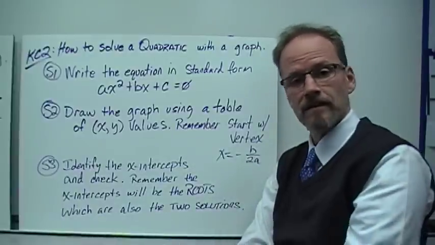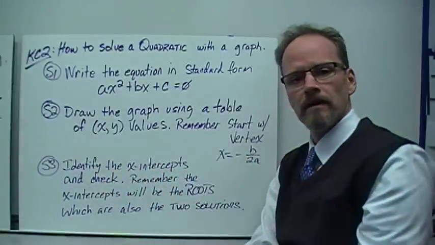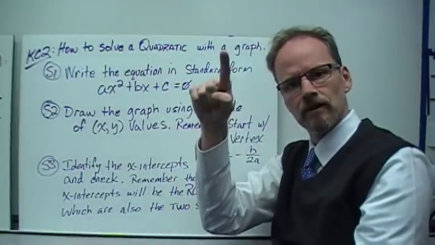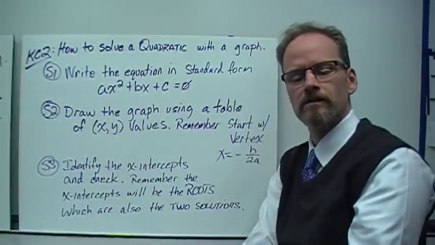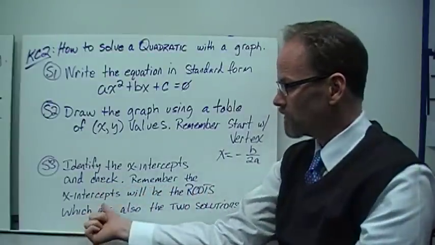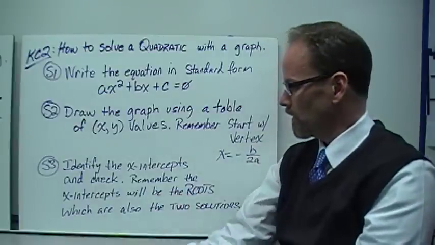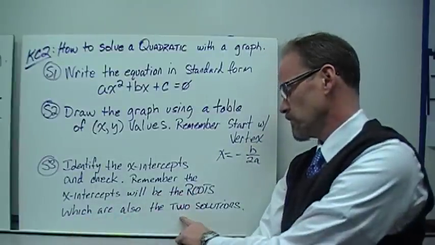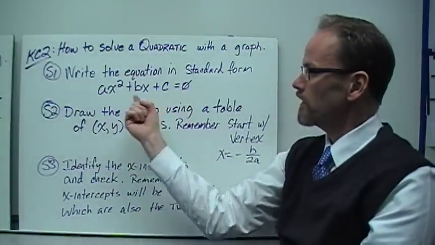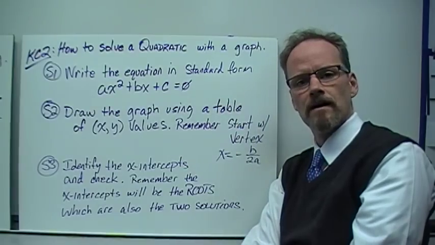Step 3, the last step, we're going to identify the x-intercepts and check them. After we draw our parabola, we'll find the two x-intercepts, and then we'll check. So remember, the x-intercepts are called roots, which are also the two solutions. This quadratic equation usually gives us two solutions.